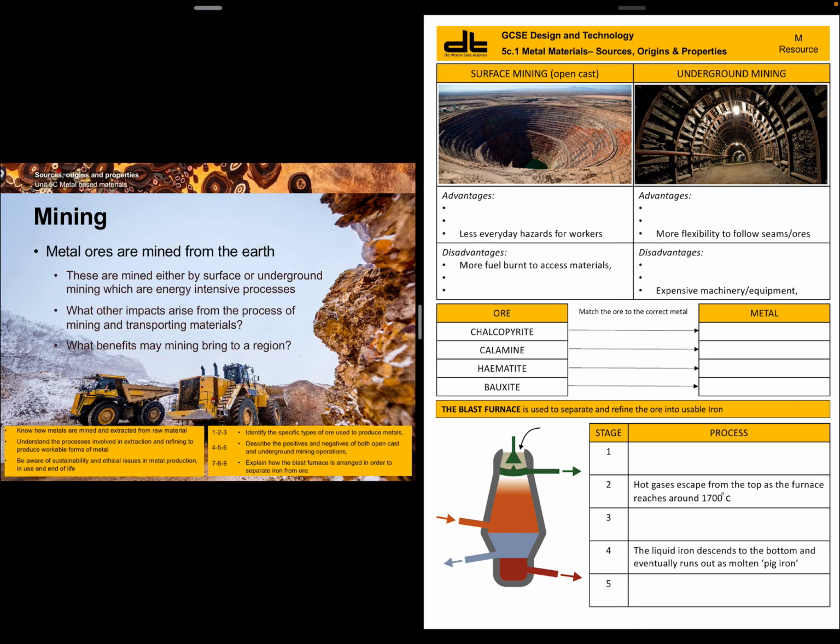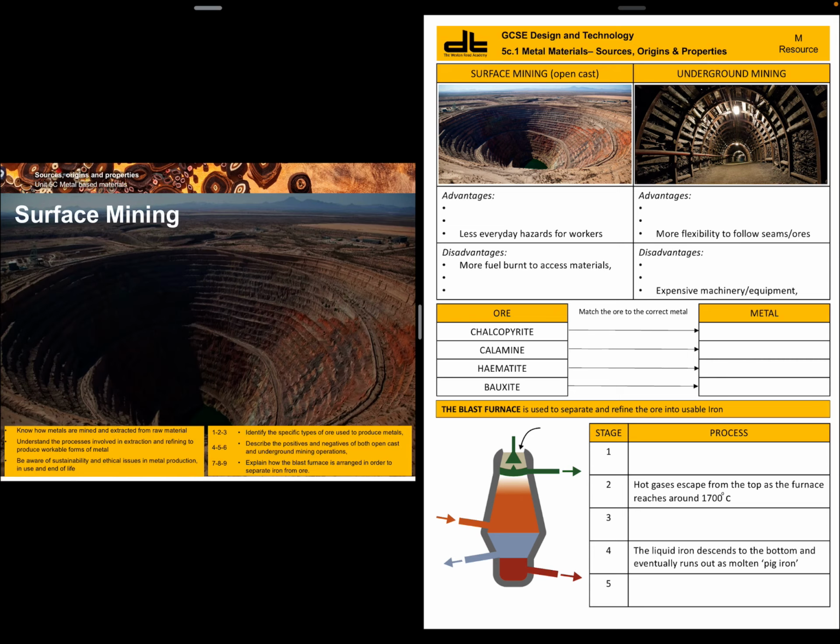So, mining. You've got a sheet to fill out on the right-hand side. So we've got bits about surface mining and underground mining. These metal ores are mined from the earth. They're mined either using surface or underground methods, and these are both going to be quite energy-intensive processes. Think about the impacts that arise from the process of mining and transporting the materials, and the benefits that it might bring to a region as well, economic, social. The image that you've got there shows the different machinery that's going to be used, so think about the scale that we're working on at this point.